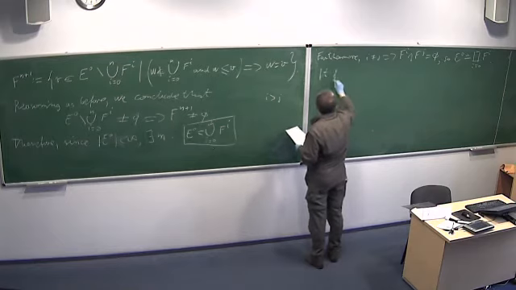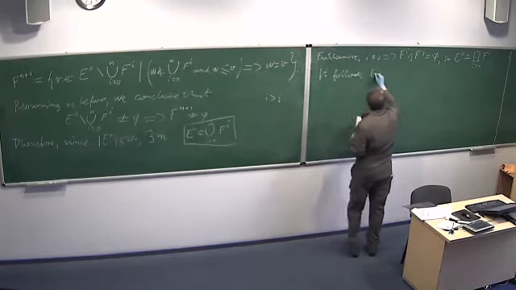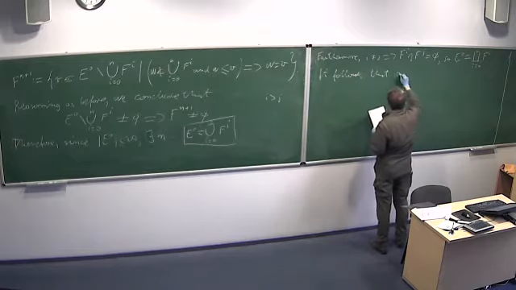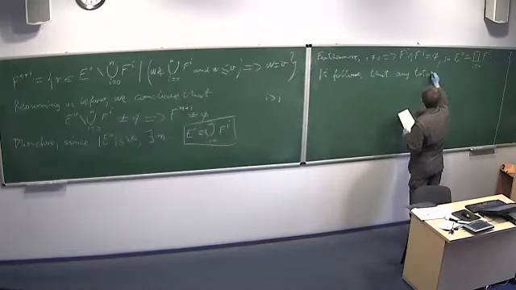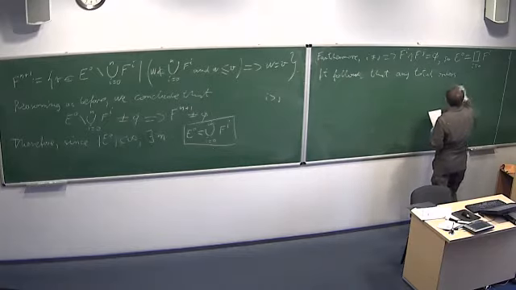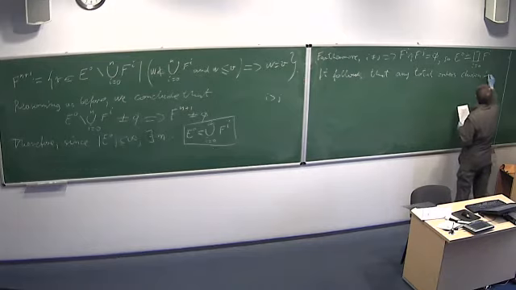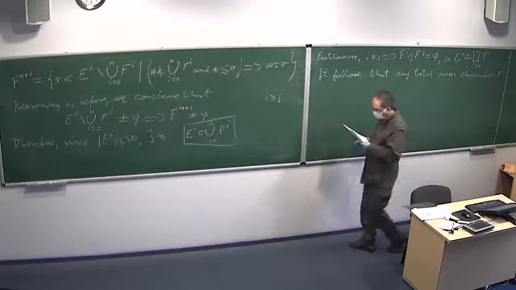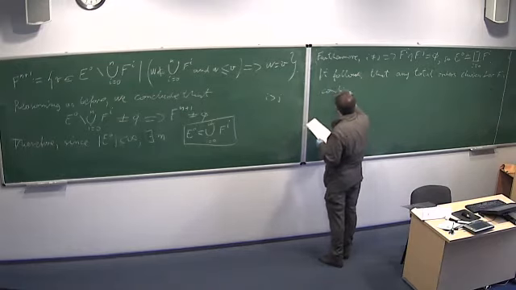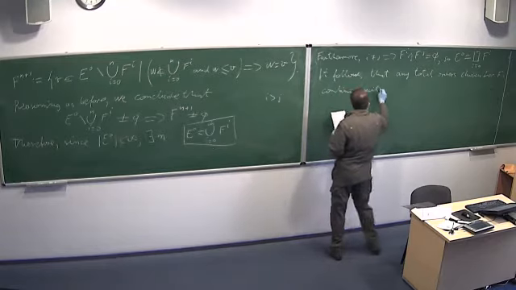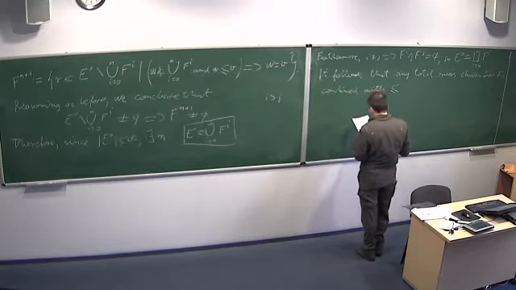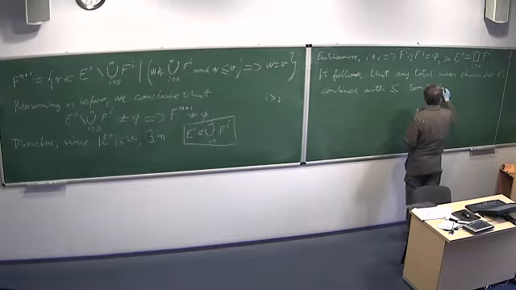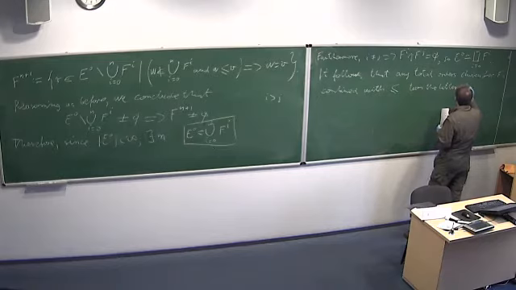Now it follows that any total orders chosen for Fi's, combined with the partial order we already have, turn the latter into a total order.